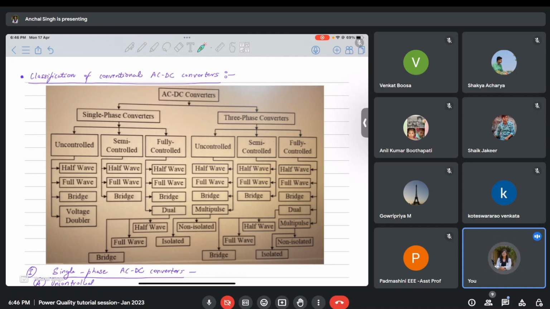These categories and subcategories have a lot of possible topologies. It could be half wave, full wave, bridge type, voltage doubler. Similar to these, all categories are present inside all of them.